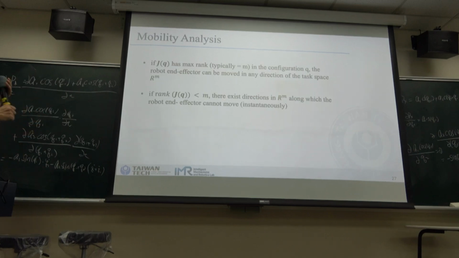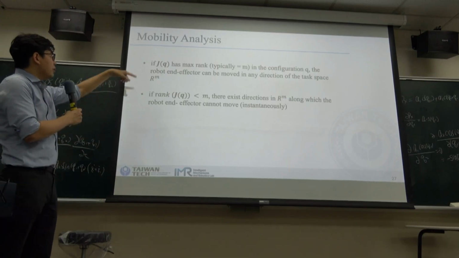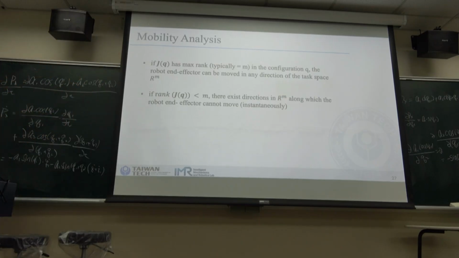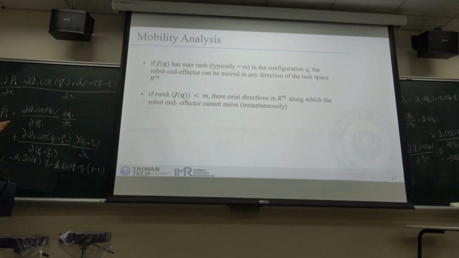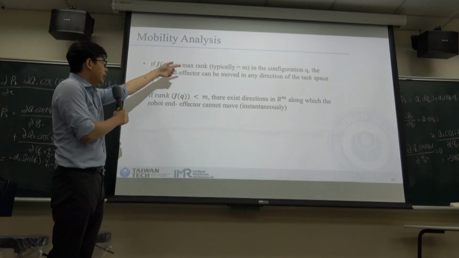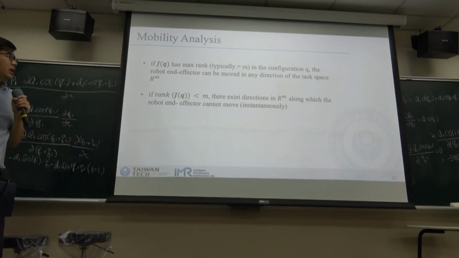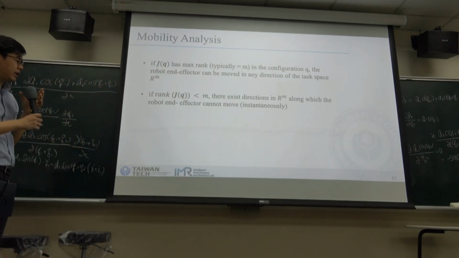And why do we use the Jacobian matrix? One purpose is that we want to do a mobility analysis, because we know that robots have many singularity points. For the mobility analysis, if we use the Jacobian, we can find out the singularity configuration of the robots. If a Jacobian matrix has max rank in the configuration q, that means the robot's end effector can move in any direction of the task space.